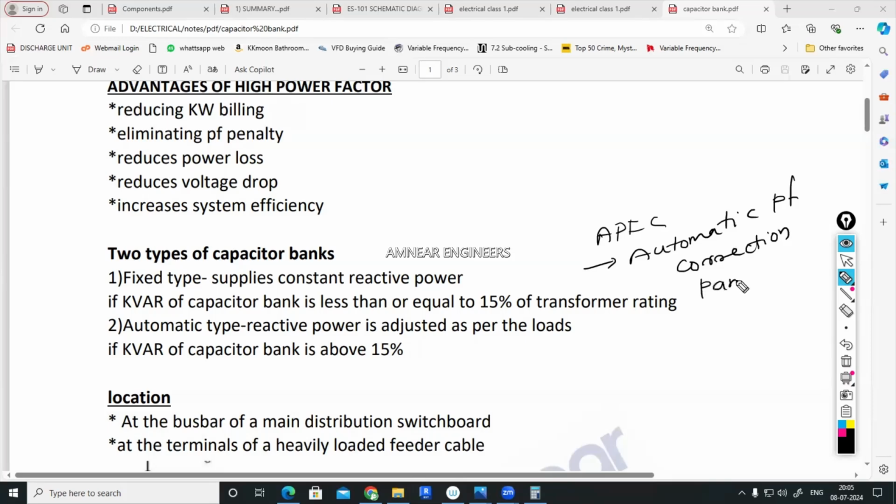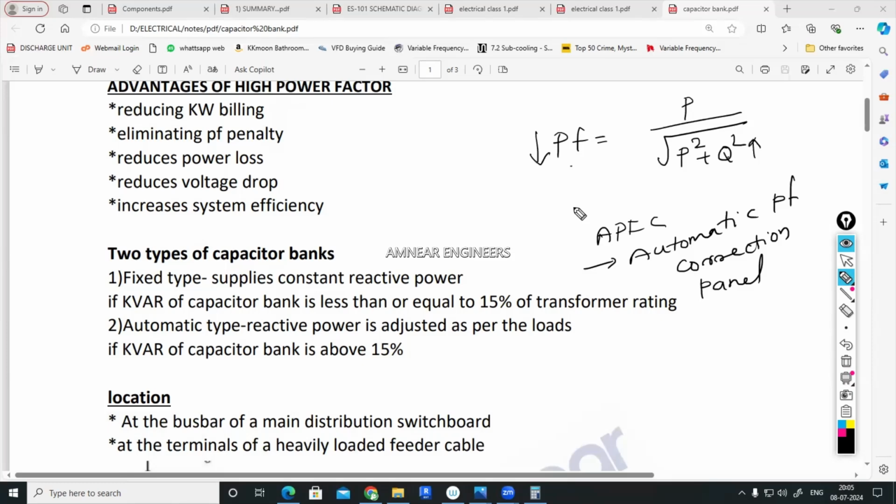So power factor is an indication of reactive power, right? Because we know power factor is equal to active power by apparent power, which is the resultant of active power plus reactive power. So as Q increases, power factor will be decreasing. So for improving the power factor, power factor is just an indicator. The real thing is reactive power.